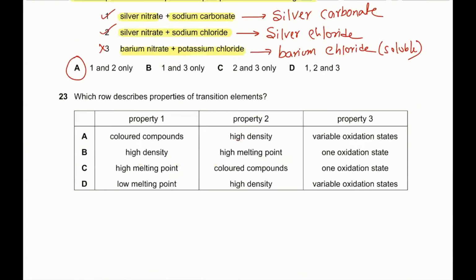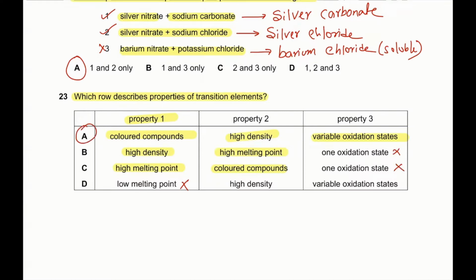Question number 23. Which row describes the properties of transition elements? Property number 1, transition elements form colored compounds. Yes, transition elements form colored compounds. They have high density, high melting point. Low melting point cannot be a property of a transition element. Transition elements will have high density, high melting point, and can form colored compounds. Property number 3, they can have variable oxidation states. This is correct. One oxidation state for transition elements is wrong. So guys, A will be the correct answer.